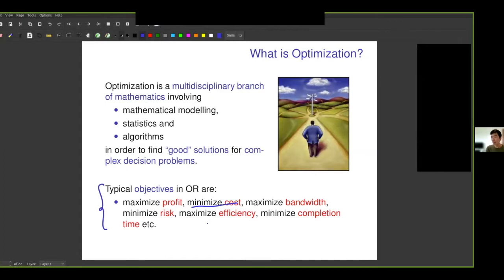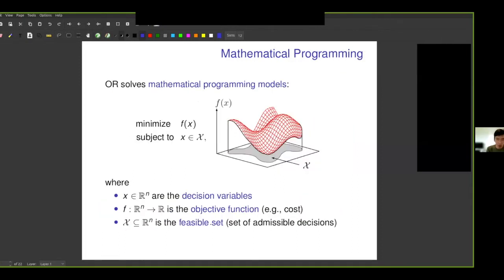I hope that these are intuitive enough for us to understand and appreciate the importance of OR, or linear optimization, studies. Now that we roughly understand what a decision-making problem is, the next thing I would like to talk about is mathematical programming, or mathematical optimization problems.